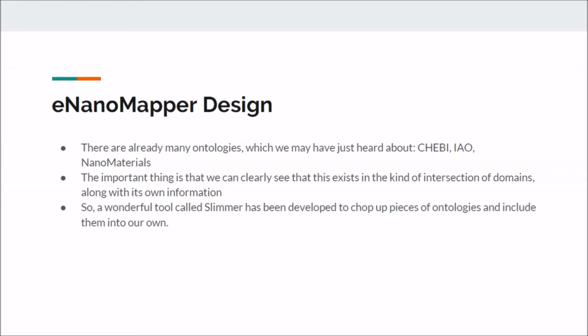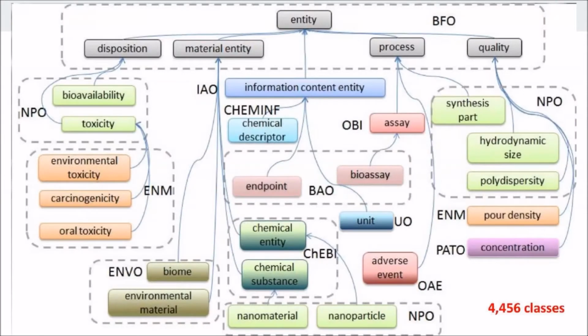So we can see that it exists at the intersection of many domains, and for the purpose of developing this ontology, a tool called Slimmer was developed. In a very nice way, it picks out parts of other ontologies, be they subtrees or particular classes, and pulls them into the structure of this ontology during the build process. Then within this wider structure, we can add our own definitions where they are relevant. And so what's produced is this, and this is not my graphic, I'll give credit for it later.